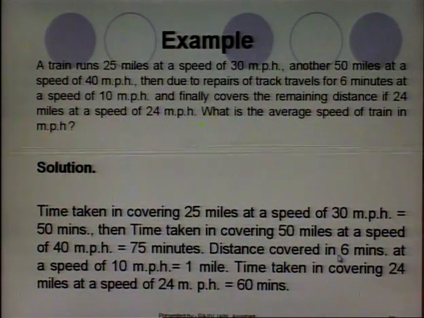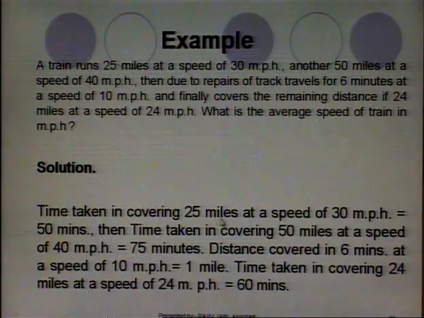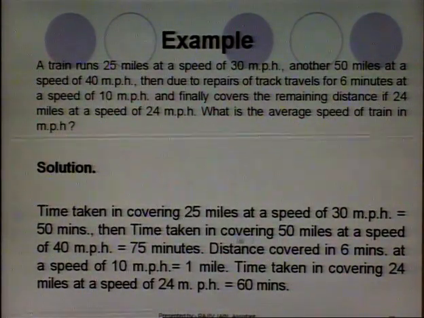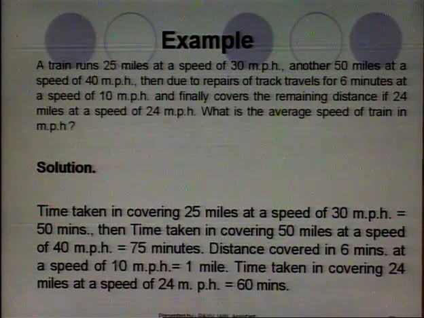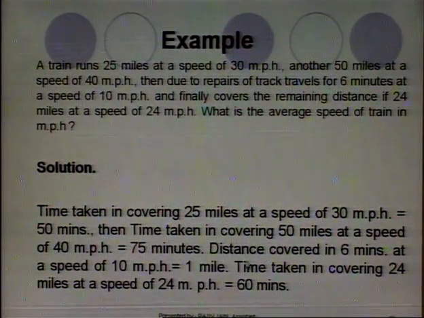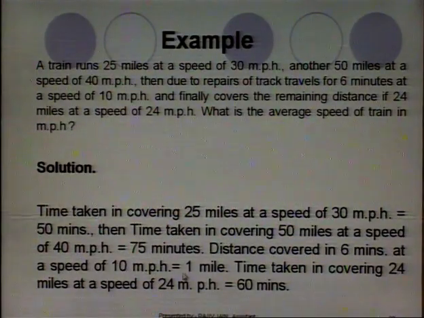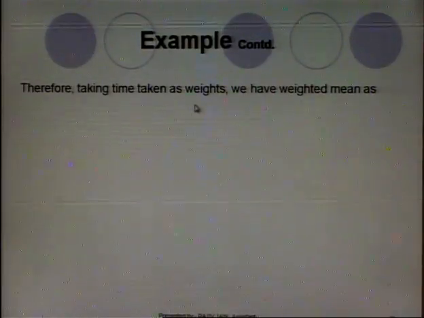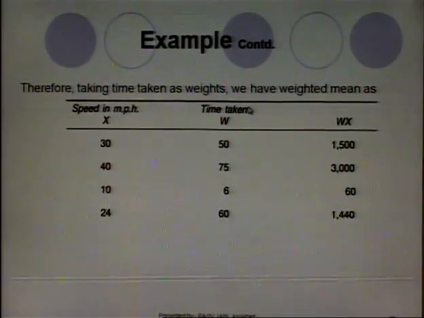so first we find the time taken in the 25 miles at a speed of 30 miles per hour, that will be 25 by 30, 50 minutes. Time taken in covering the 50 miles at a speed of 40 miles per hour, 50 by 40, 75 minutes. Distance covered in 6 minutes at a speed of 10 miles per hour will be 1 mile, distance upon time. The time taken in covering 24 miles at a speed of 24 miles per hour, that is 60 minutes. Now in this case we will take the time as a weight, we will find the weighted mean.